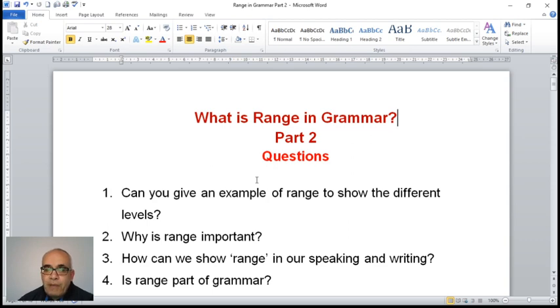Part 2. I've got 4 questions for you. Question number 1. Can you give an example of range to show the different levels? Number 2, why is range important? And number 3, how can we show range in our speaking and writing? And number 4, is range part of grammar? So I will give you just a few seconds to think about the questions, and then I will show you the answers.